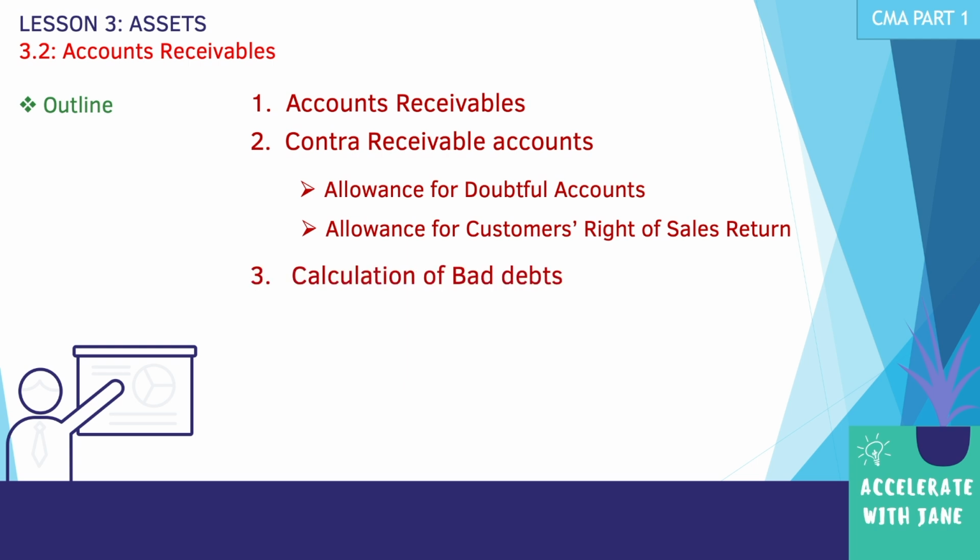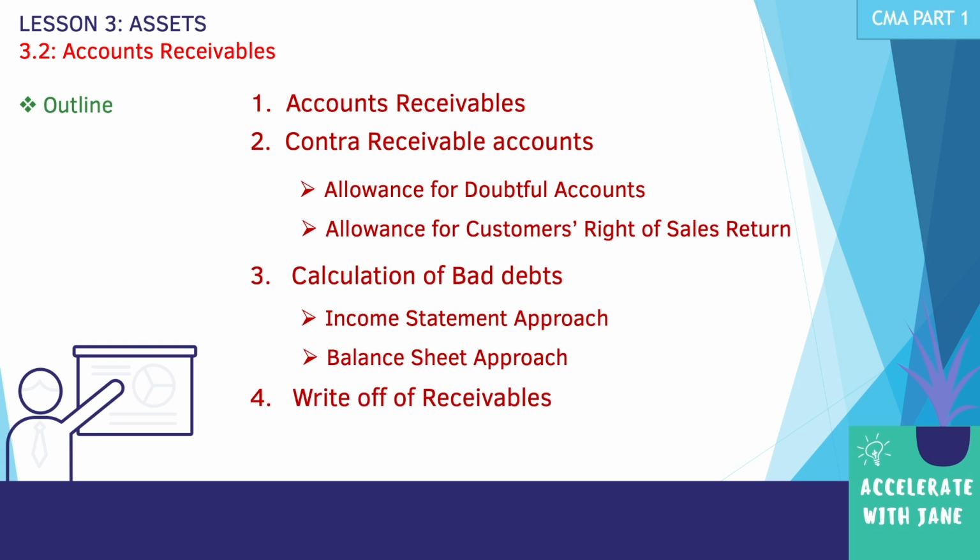Third, I'm going to talk about the calculation of bad debts. We have two approaches. First is the income statement approach, another name for which is the percentage of sales. Second is the balance sheet approach, and another name for this is percentage of receivables. Fourth, I'm going to talk about the concept of write-off of receivables. And lastly, I'm going to talk about the concept of factoring of receivables.